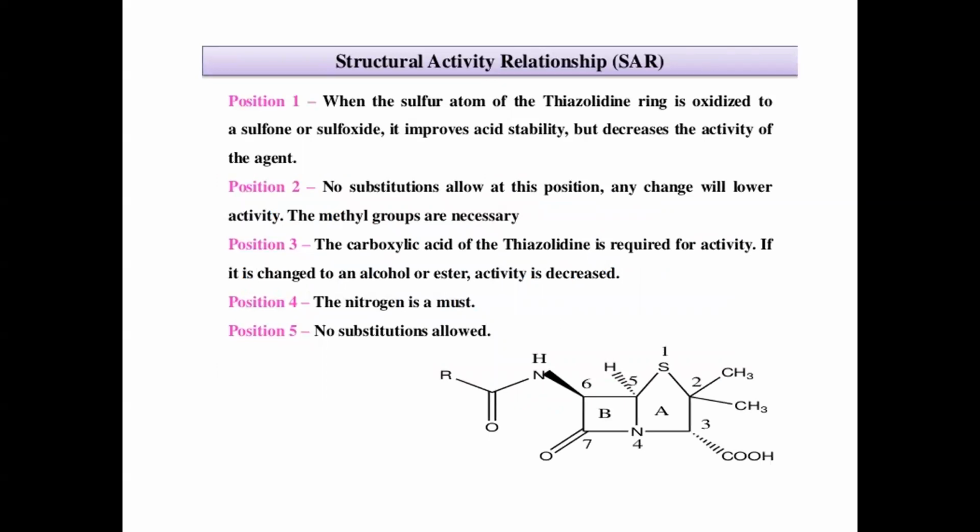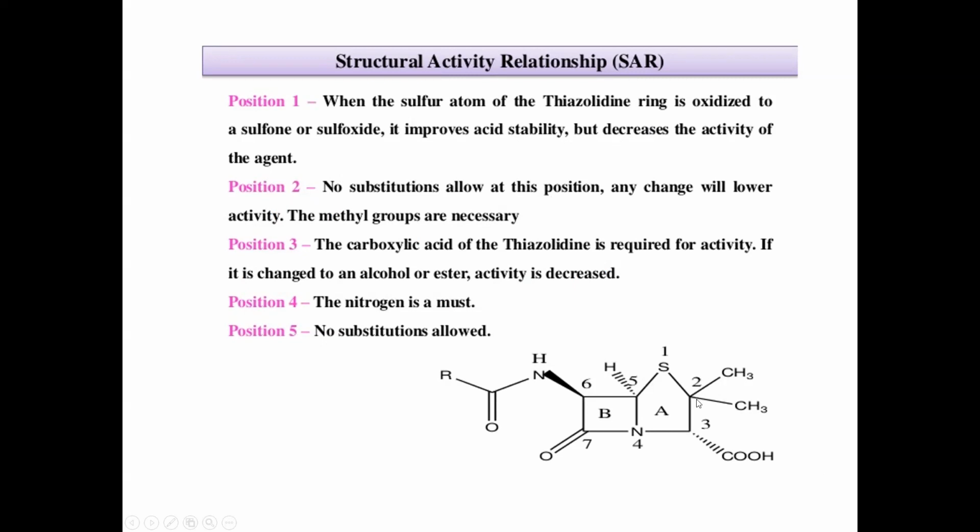So, for example, this is the penicillin molecule, the penicillin system. Here we are going to study the structure-activity relationship of penicillin. It is found that at the first position, sulfur: when the sulfur atom of the thiazolidine ring is oxidized to sulfoxide or sulfone, it improves the acid stability but decreases the activity of the drug.